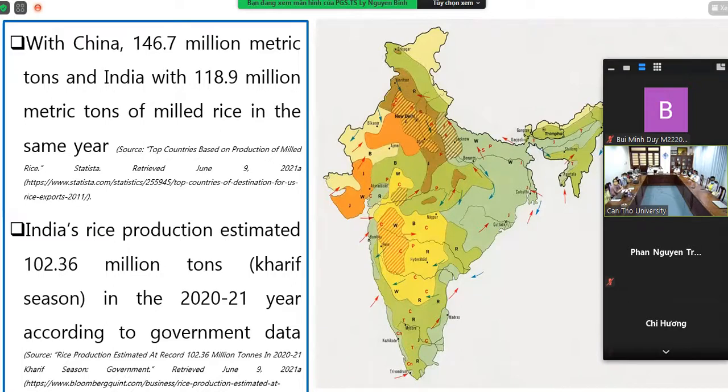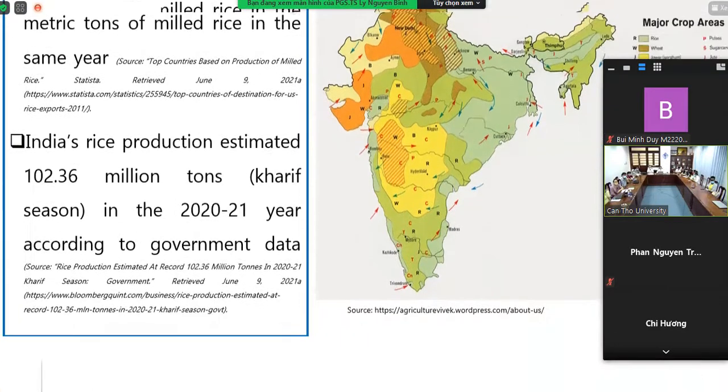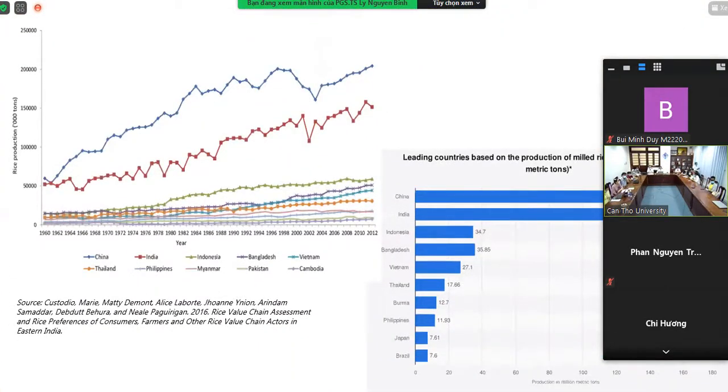Here in the picture, you can see that the major crops are rice, wheat, sorghum, millet, and some are forest and scrub and sparse vegetation. In the first picture, we can see rice production in 1,000 tons from the year 1960 to 2012, with China and India among the largest producers, and then Indonesia, Bangladesh, Vietnam, Thailand, Philippines, Myanmar, Pakistan, and Cambodia.